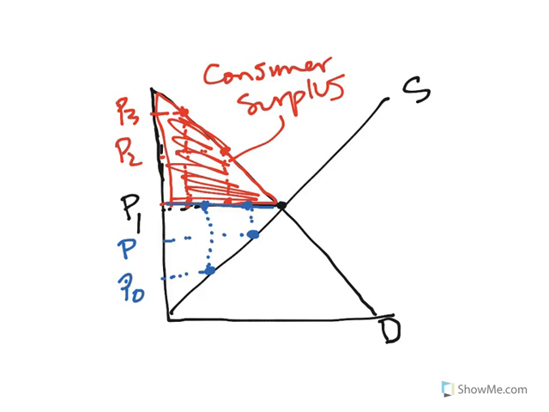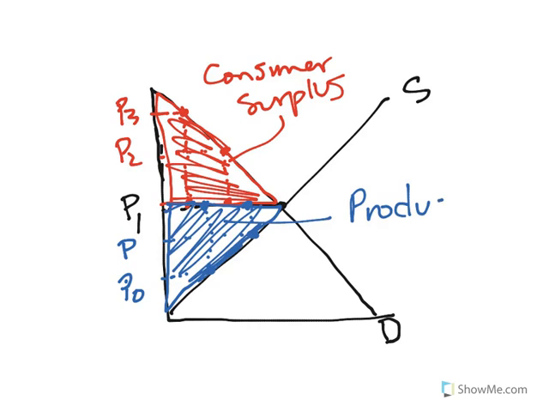So this area down here illustrates what we would call our producer surplus. The producer surplus is the difference between what firms would have been willing to accept for payment and the price that they actually got. So this is the only industry where the consumer gets their entire surplus and the producer gets their entire surplus. There's no what we call deadweight loss, and we'll learn more about that in the next chapter.